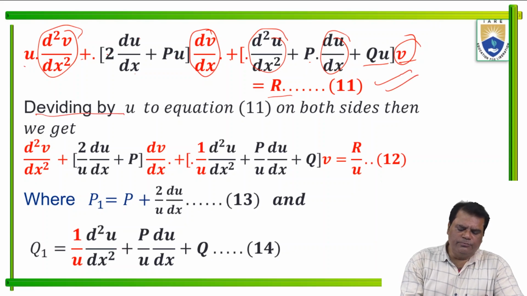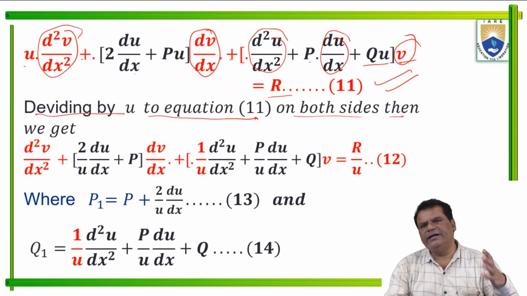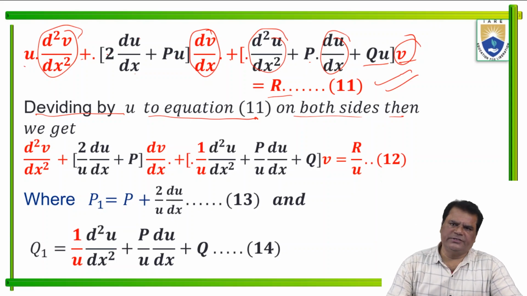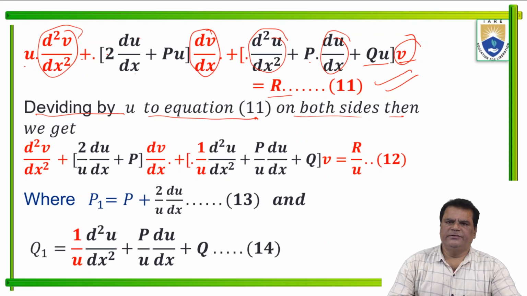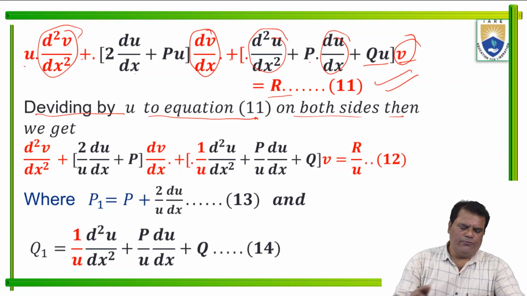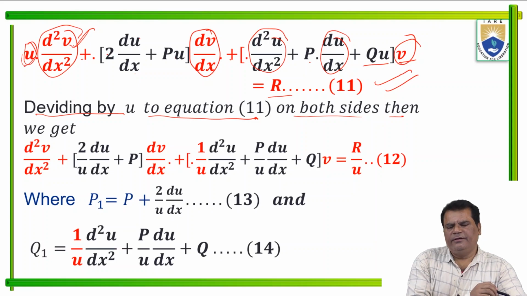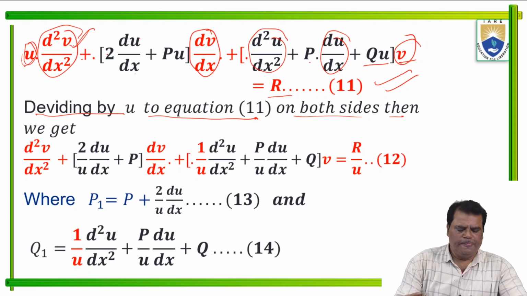Dividing equation 11 by u on both sides, we get. Why are we dividing here by u? Because in our general given differential equation, there is only the number 1 multiplying the second order derivative. What here is the second order derivative multiplied by? u. What here must be 1. So we remove u from here, so we divide the whole equation by u.